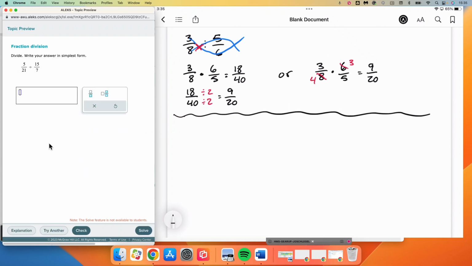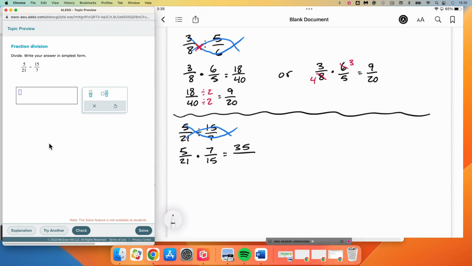Next, 5/21 divided by 15/7. Some nasty numbers going on here. Okay. We do the whoop. We get 5/21 times 7/15. We're going to have some gigantic numbers in that denominator.